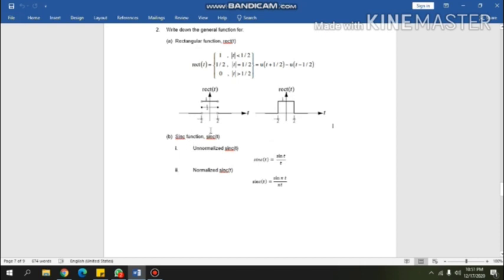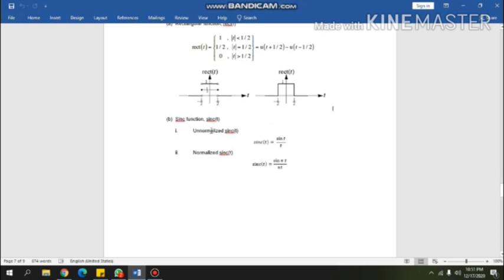For the sinc function, there are two questions in question B, which are unnormalized sinc(t) and normalized sinc(t). So for unnormalized sinc(t), this is the answer, the general function: sinc(t) equals sin(t) over t. For normalized sinc(t), this is the general function, which is sinc(t) equals sin(pi t) over pi t.